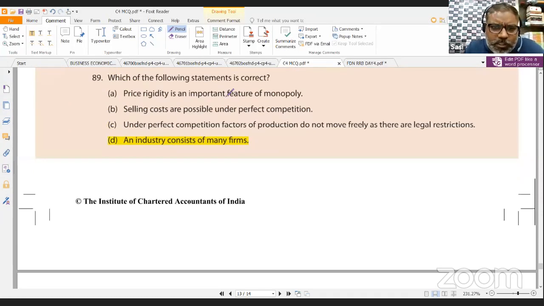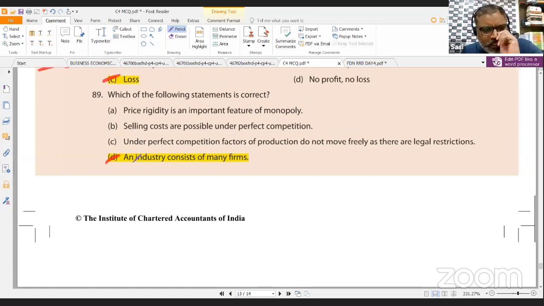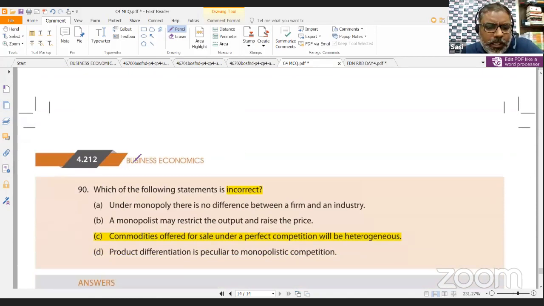89th question, which of the following statements is correct? Price rigidity is an important feature of monopoly. No, it is an important feature of oligopoly. Selling costs are possible under perfect competition. Not much. They're always possible, but less. They're less in perfect competition. Under perfect competition, the factors of production do not move freely. No, nothing like that. So which is the correct one? An industry consists of many firms. Very generic statement. So 89th question answer is D, Delhi.